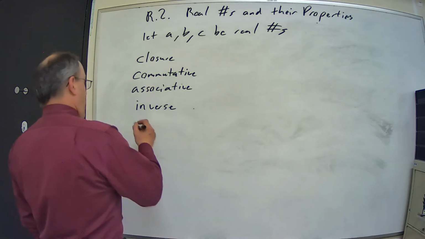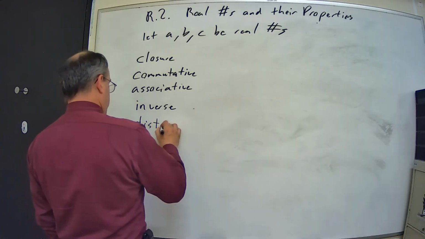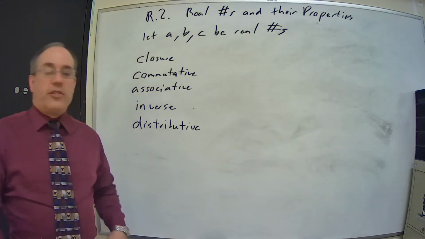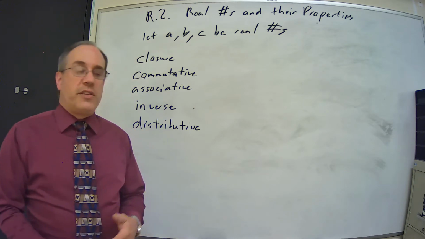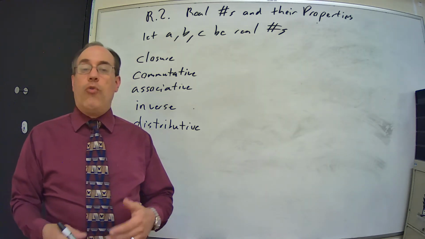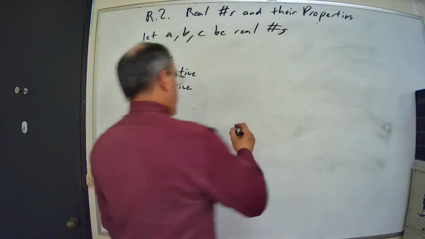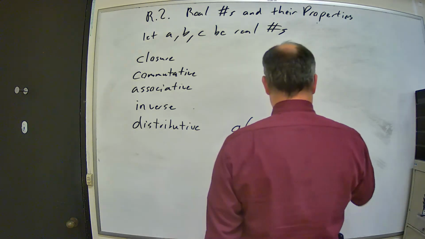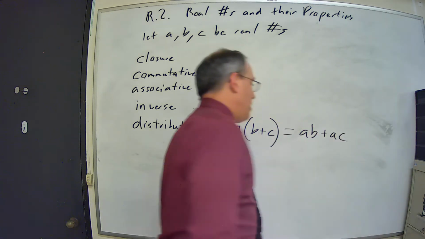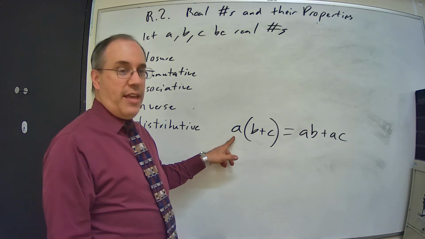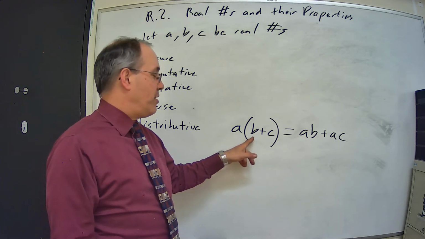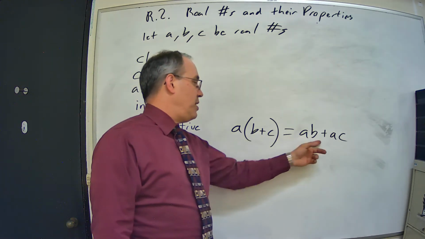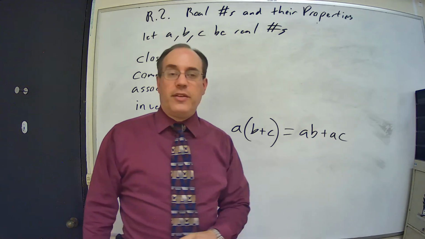And then distributive property. The distributive property, sometimes referred to as the distributive property of multiplication over addition, says that A times (B plus C) is equal to A times B plus A times C. We can distribute this A that's being multiplied by the sum B plus C by multiplying A times the first term B plus A times the second term C.